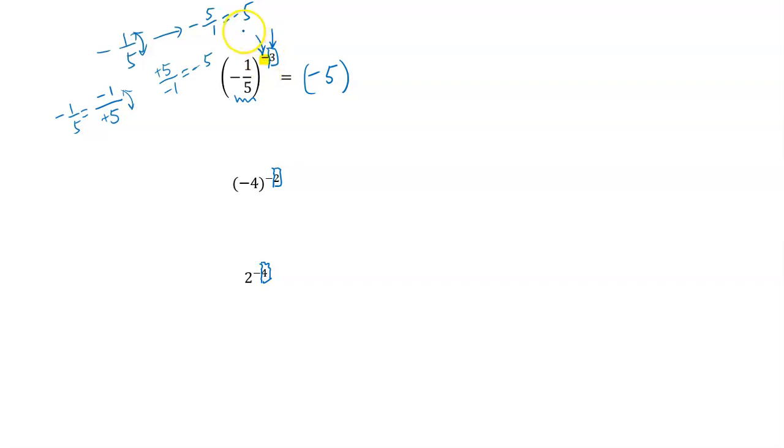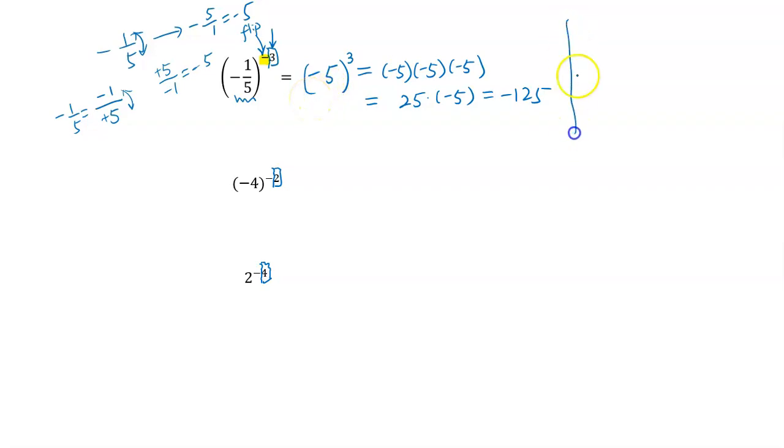So again, the minus sign means flip the base, which I did. -1/5 becomes -5. Now I just have to do 3 copies of -5, which is -5 times -5 times -5. And that gives us 25 times -5, and that is -125. So if we notice that when we flip the base, we could turn it into an integer, then we may do that first. But of course, you can also do solution 2.